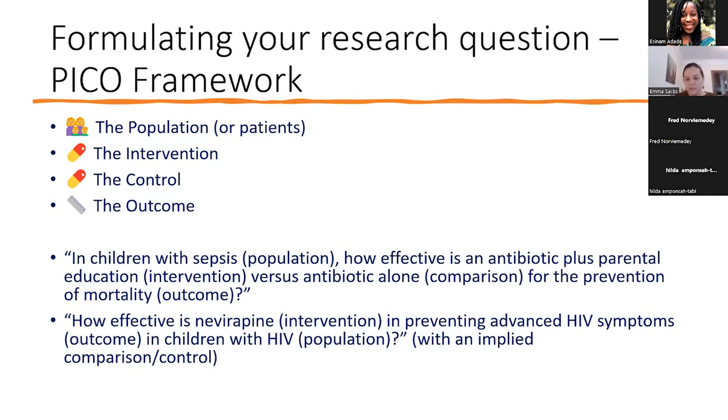And I put another example here, how effective is X intervention, just so you could see that you could write it in a different order also, right? How effective is X intervention in causing or preventing a certain outcome among a certain population? And there might, as I said, be an implied control.